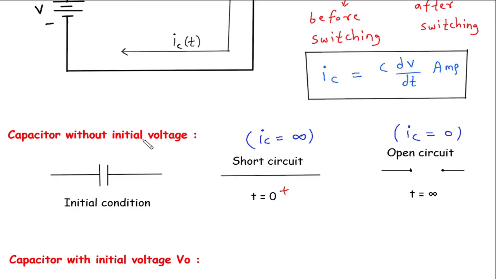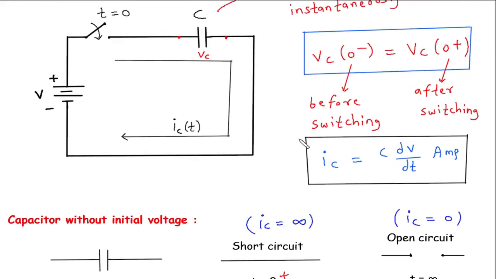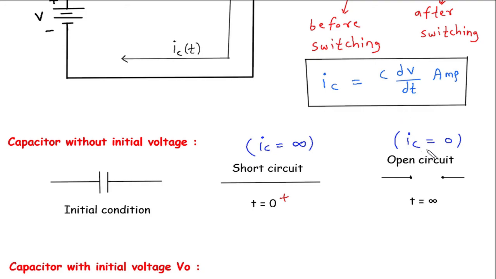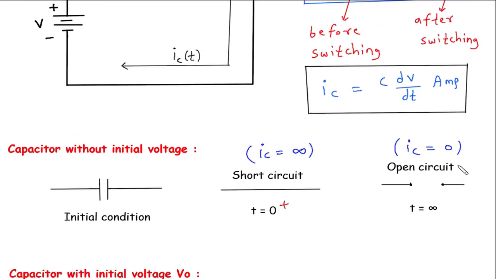Now for a capacitor without initial voltage, the initial condition will be like this, and at t equal to 0 plus, that is when the switch is closed, the capacitor will act like a short circuit, because if we substitute t equal to 0, Ic will be infinite, and infinite Ic means the capacitor is a short circuit. And when we substitute t equal to infinity, Ic will be 0, and Ic is 0 means the capacitor is an open circuit.